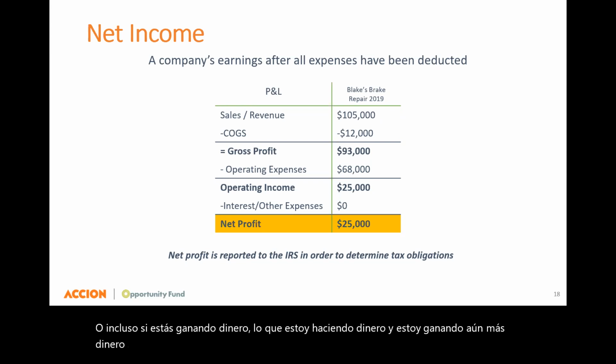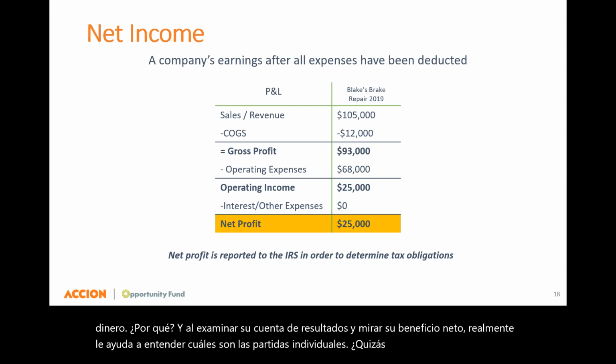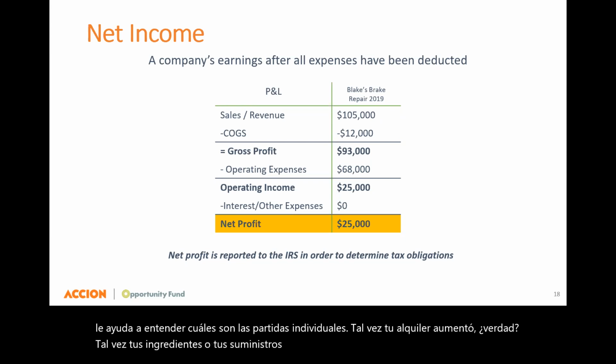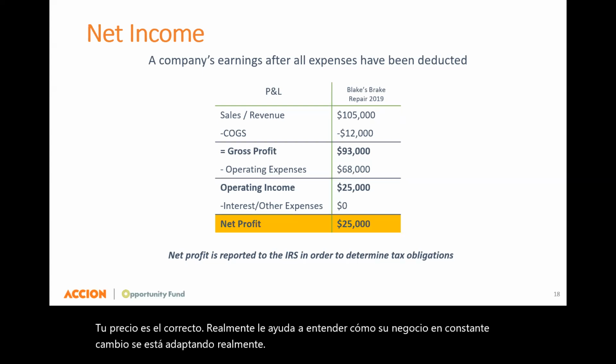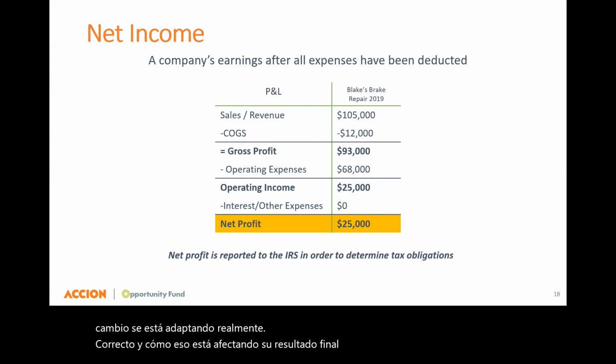By looking into your income statement and your net profit, it helps you understand what the line items are. Maybe your rent increased, right? Maybe your ingredients or your supplies are going up in price, and you have to adjust your prices, right? It really helps you understand how your ever-changing business is adapting, and how that's affecting your bottom line, or your net profit in this case. And this is how you calculate it.